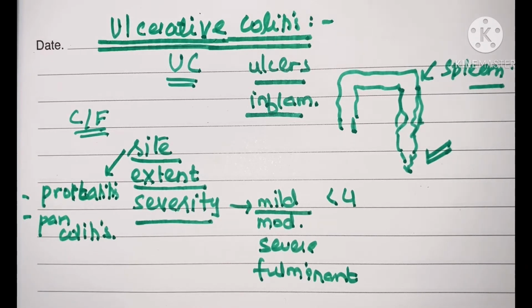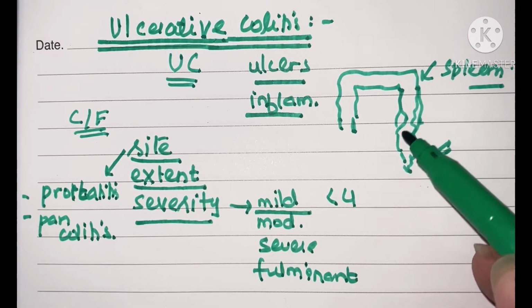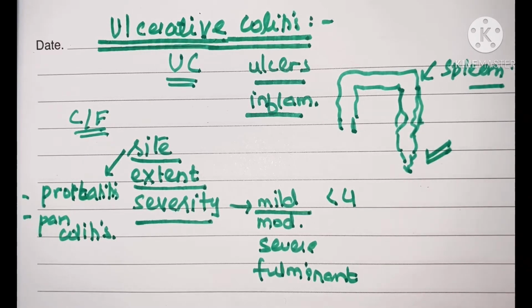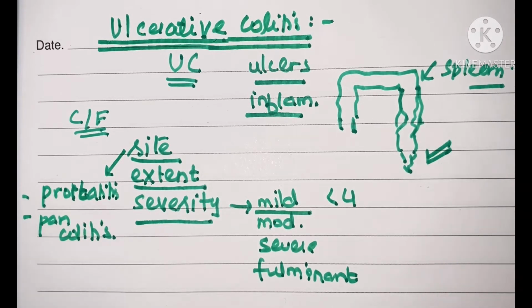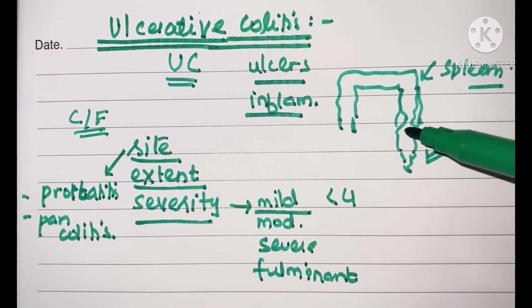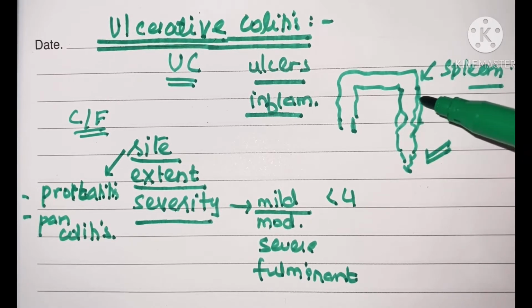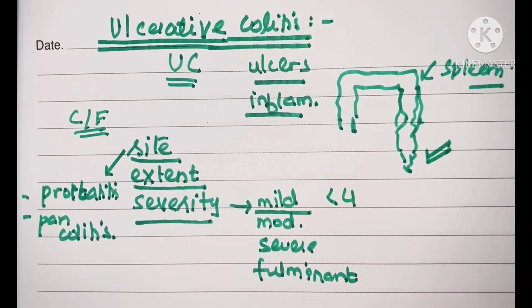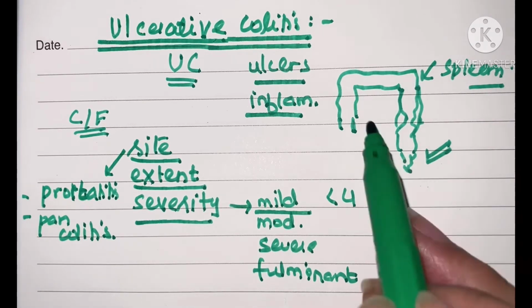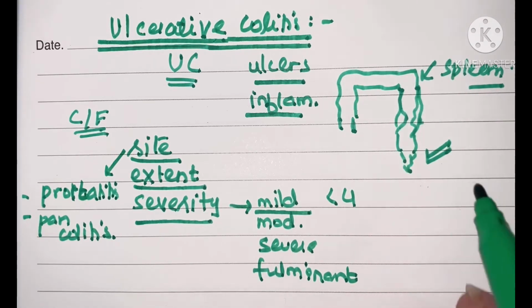Now talking about the site, first of all, if just the rectum is involved, we call it proctitis. The patient is having just proctitis, meaning inflammation of the rectum. If it extends forward up to the sigmoid colon and then the descending colon up to the flexure that we call the splenic flexure, it will be left-sided colitis. Why? Because only the left side of the intestine is involved.